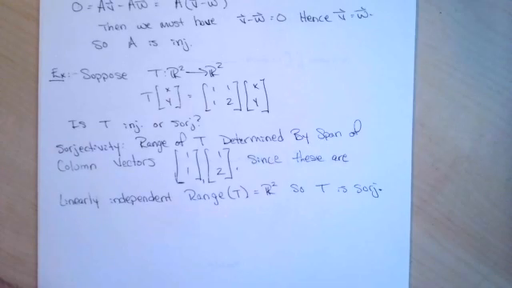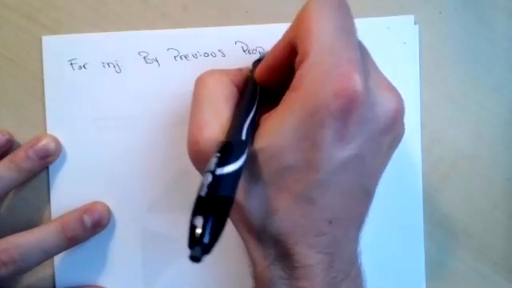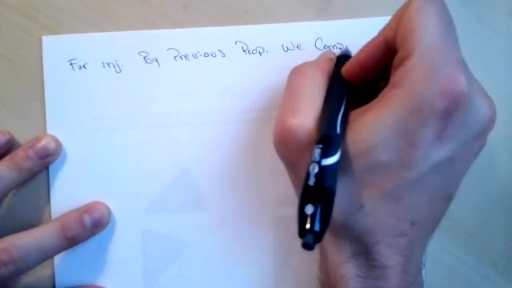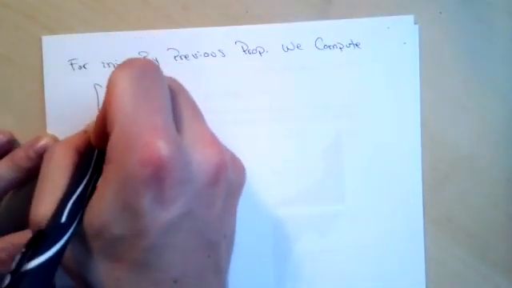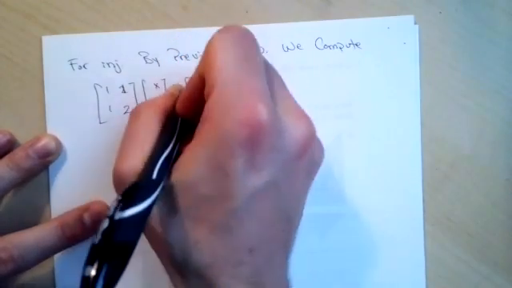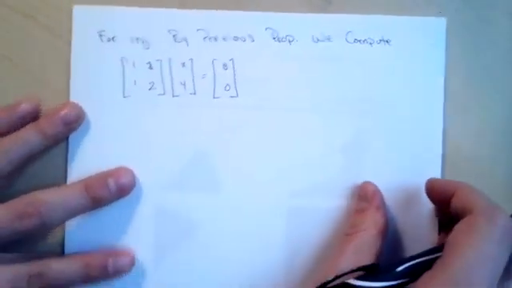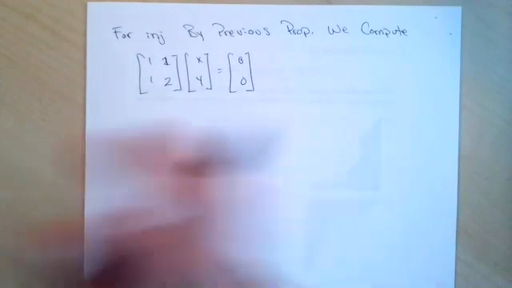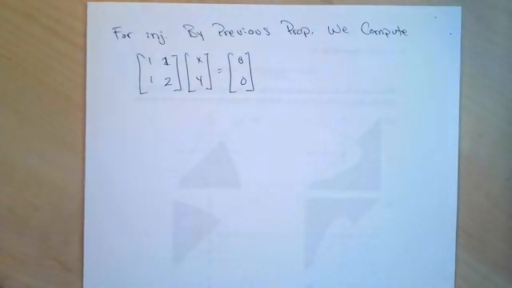Okay. So how do we check injectivity? By the previous proposition, we want to figure out what vectors are going to 0. And if we can show that the only vector that maps to 0 is itself the 0 vector, then we're good. We will have injectivity.